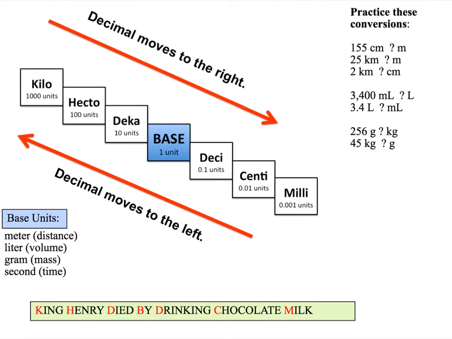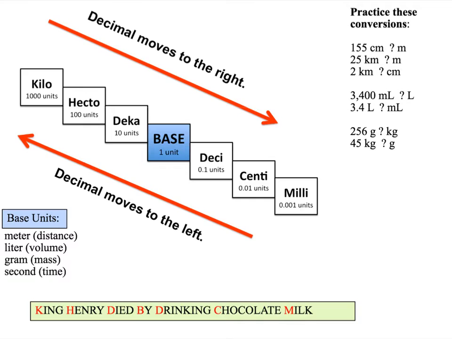The next thing you need to know is, what do I mean by a base unit? Okay, base unit, that's 1 of something. We have different base units for different measurements. For distance, we use meters. For volume, liters. For mass, grams. And for time, seconds.